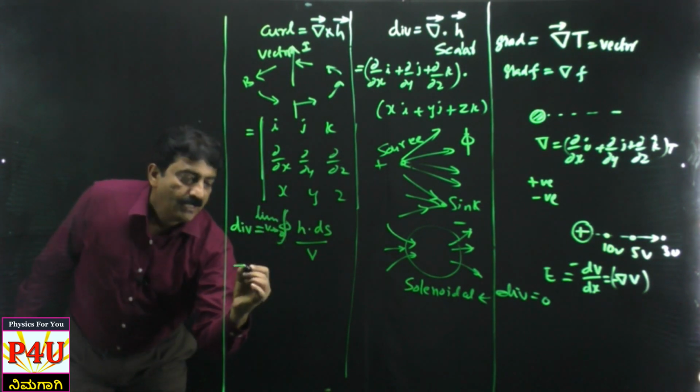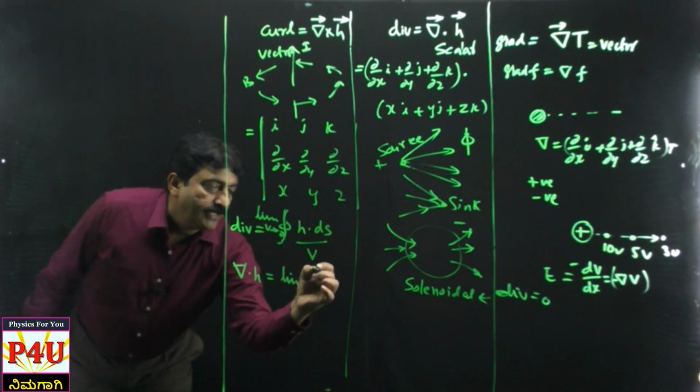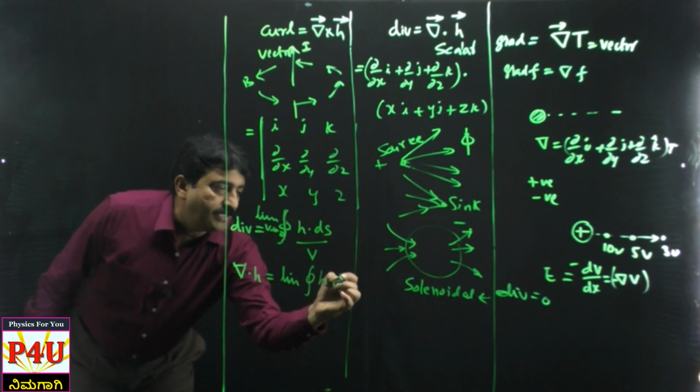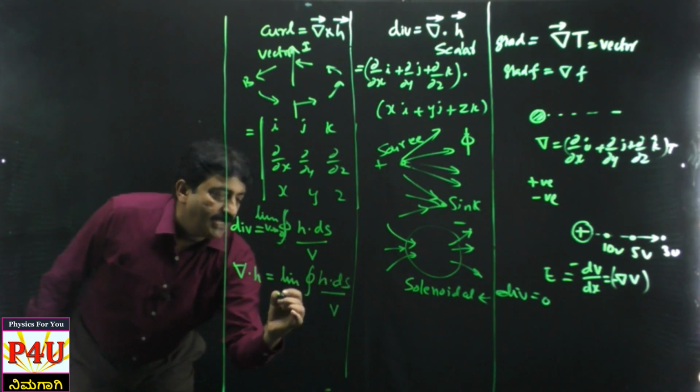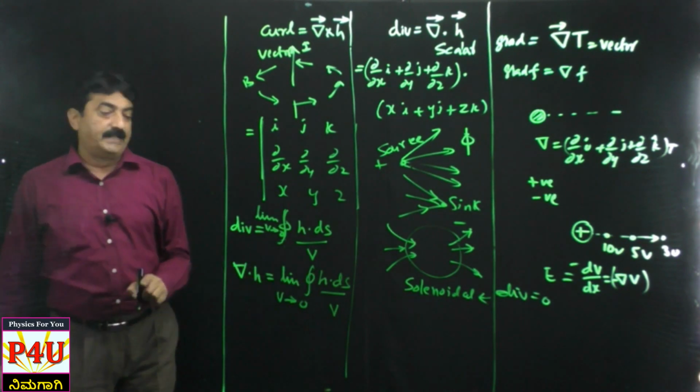Divergence, that is del dot H, is also given as the limit of the integral of H dot ds divided by V as V tends to 0. This is called a surface integral.